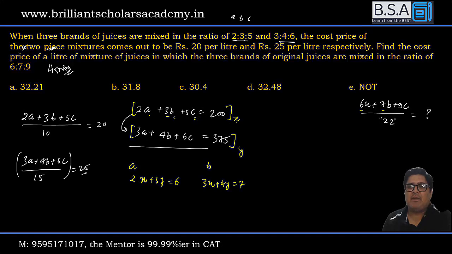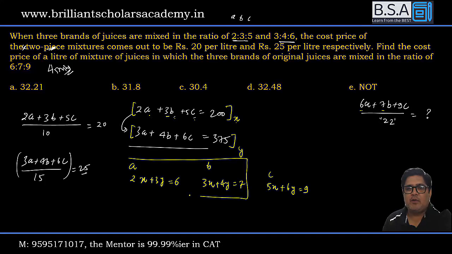Here I'll multiply x here. So C will become 5x plus 6y. How much do I want it to become? I want it to become 9 liters. अब कोई भी दो को solve कर दो. You solve any two. Let us say I'm solving these two. मैं इन दोनों को solve कर रहा हूँ. Let us say मैं x cancel कर रहा हूँ.